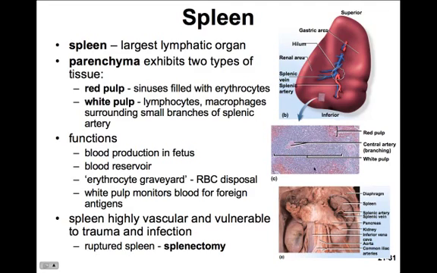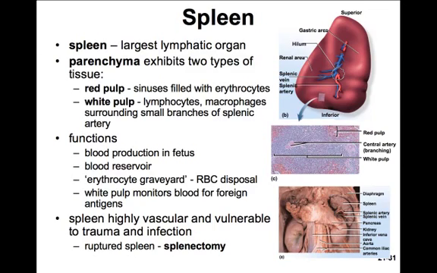You can see that it surrounds a small branch of a splenic artery here. It surrounds this branch like a sleeve. So although it looks like an ovoid or eggy type mass in here, remember this is a three-dimensional structure where the central artery would be coming out of the slide towards you, and it would be sleeved by this white pulp. The spleen has several different functions.